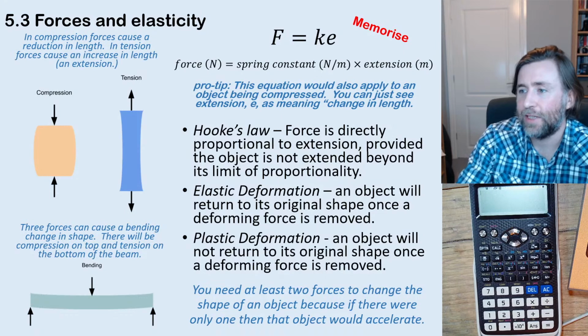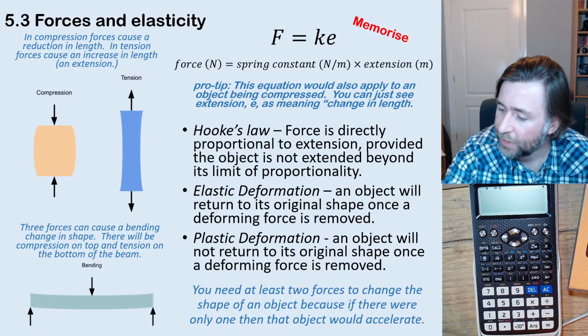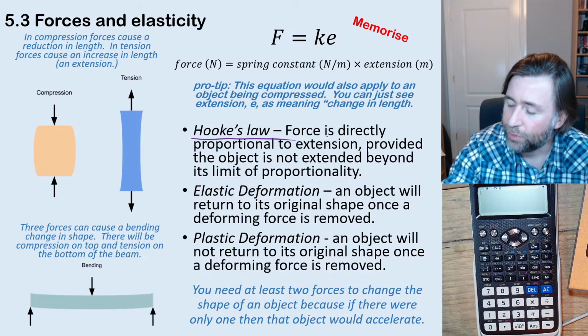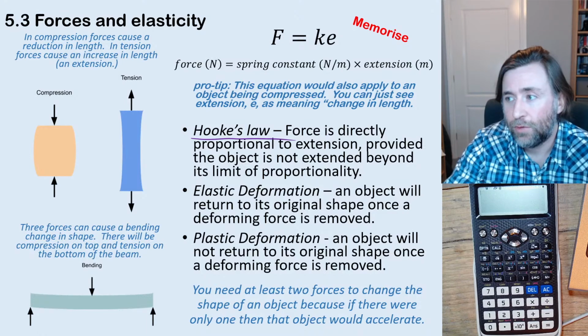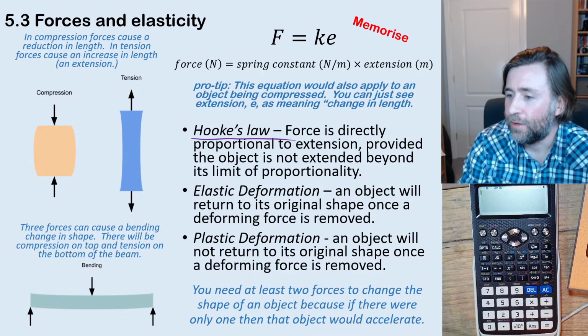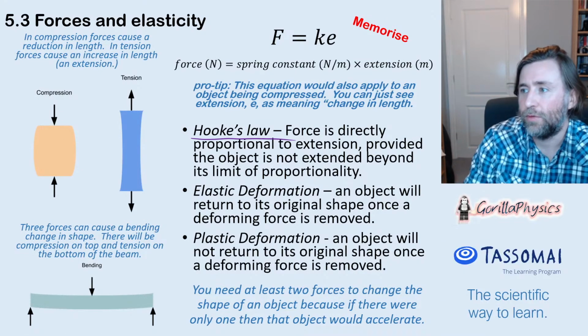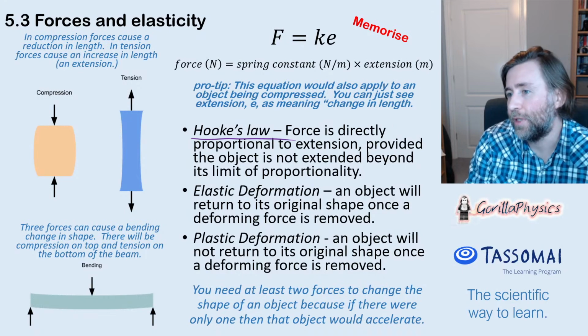You just need to be able to select them. And what Hooke's law says is that force is proportional to extension, directly proportional to extension. So if you used twice the amount of force on a spring that was obeying Hooke's law, then you would get twice the extension. So double the force, double the extension. That's what directly proportional means.